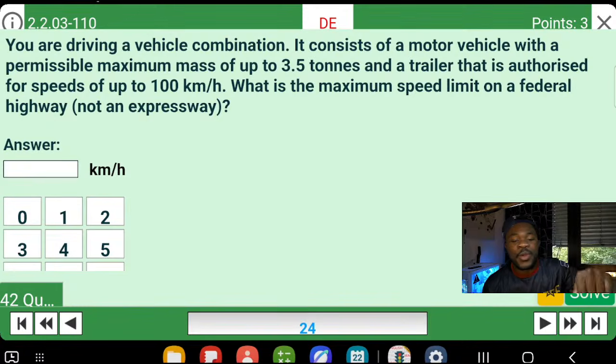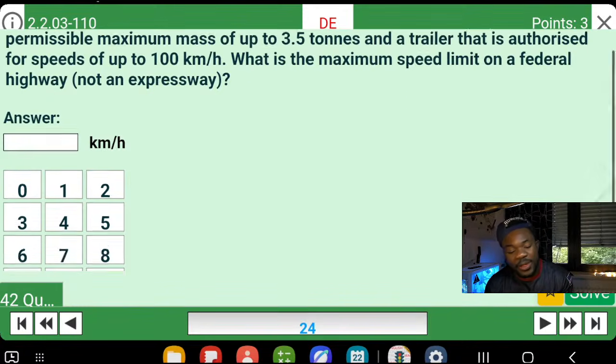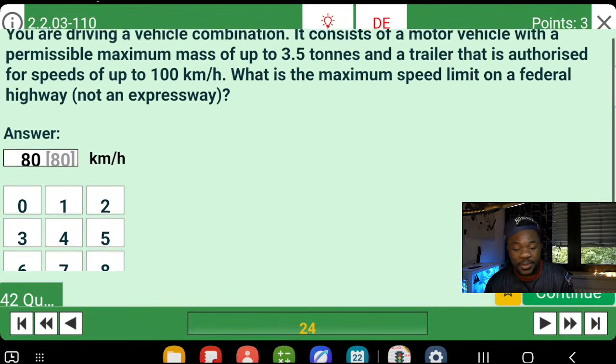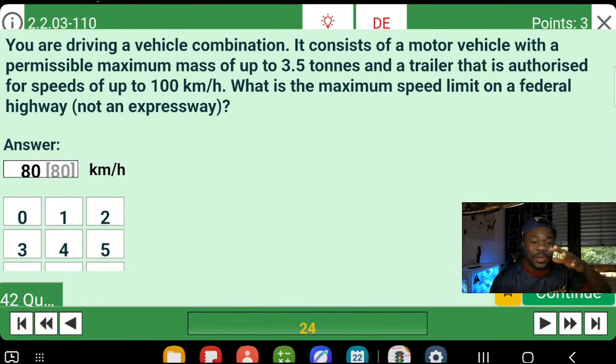So the federal highway is what we call the Bundesstraße, okay? So on the federal highway, outside the built-up area, of course, the maximum you can drive a car and a trailer is 80. They're talking about the same thing, but making it more confusing to trick you. So no matter what they do, don't fall for that trick. The maximum speed you're allowed to travel with a car and a trailer combination outside the built-up area is 80 kilometers per hour. Understanding that correctly is going to help you a lot.